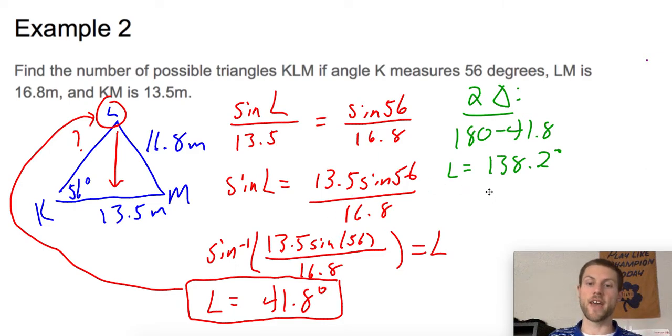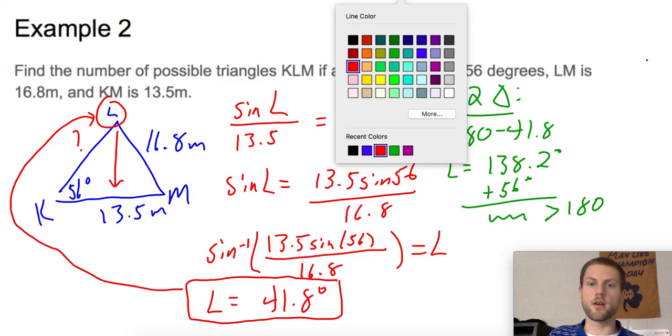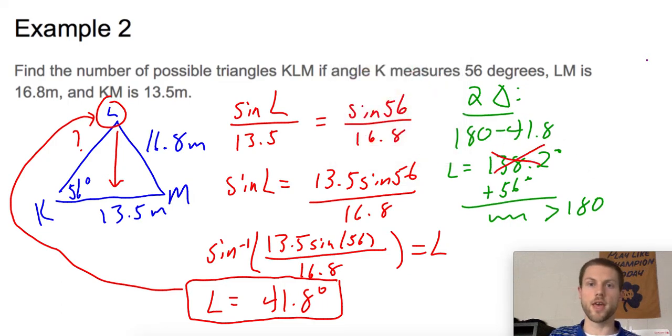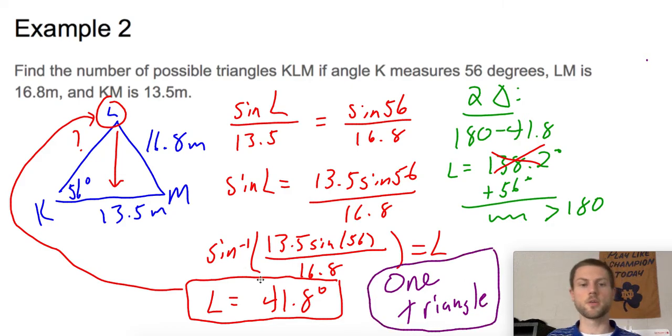Now we just need to check. If I add my given information, 56 degrees, hopefully you can see that, I'm not even going to do the math. Whatever this is definitely over 180 degrees. So what does that mean? That concludes that this angle does not work, and I only have one possible triangle. Since I was able to use the law of sines to get one angle, and checking its supplement yielded a sum of angles greater than 180, that means there can only be one triangle in this example.